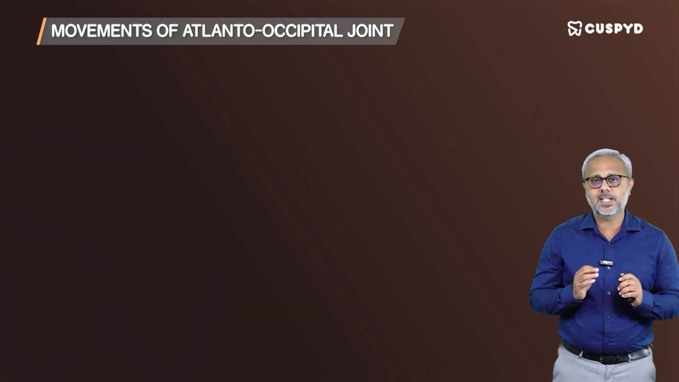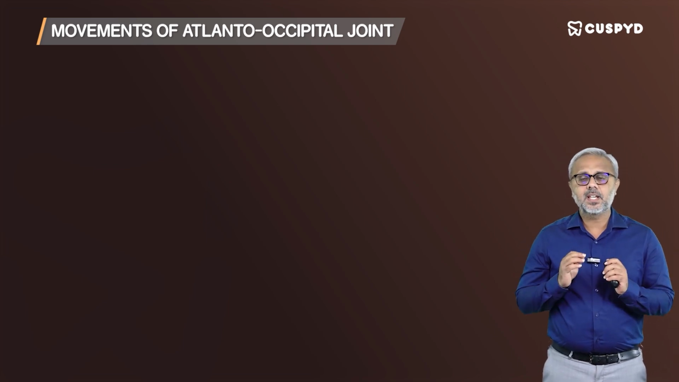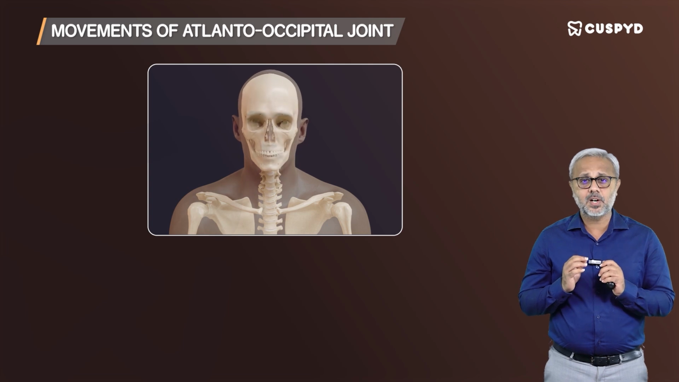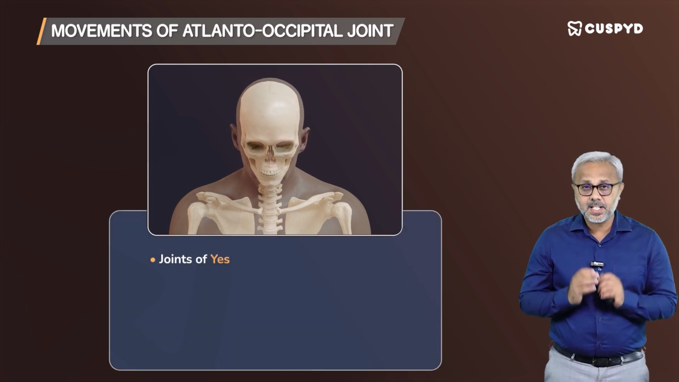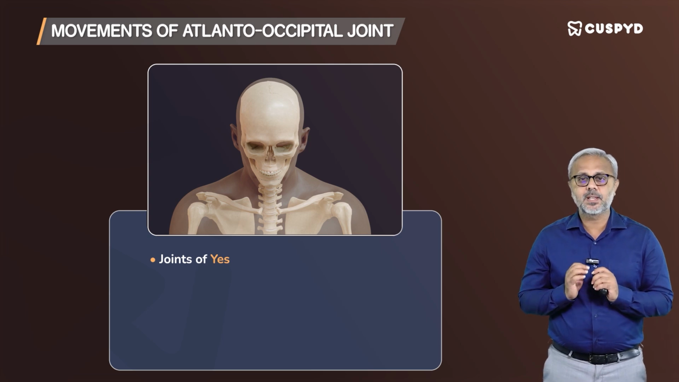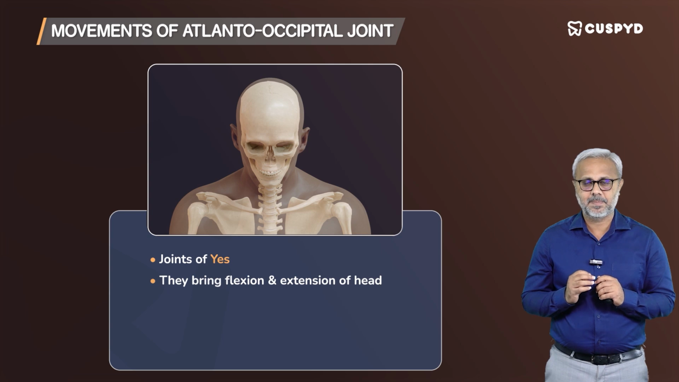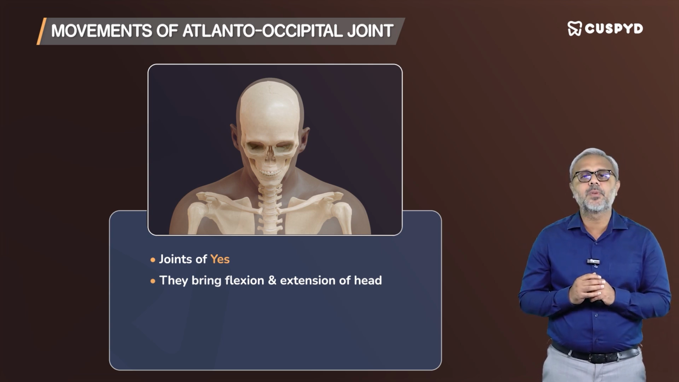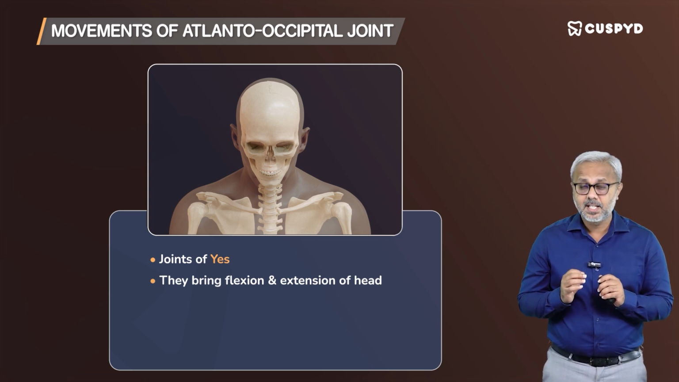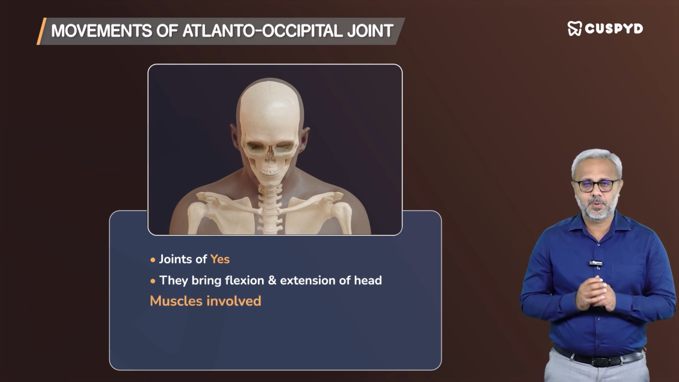What are the movements that occur at this joint and what are the muscles responsible for it? The Atlanto-Occipital joints are also called the joints of yes. The reason for this is that these joints bring about the flexion and the extension of the head, right? The joint at which this nodding movement of the head, or the movement of yes, occurs is the Atlanto-Occipital joint. What muscles bring about these movements?